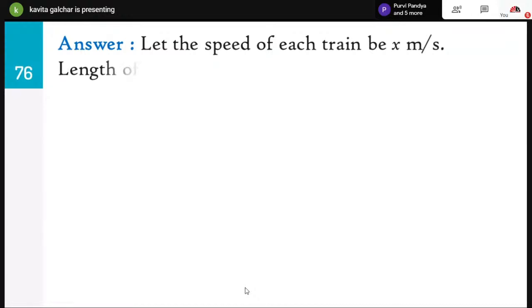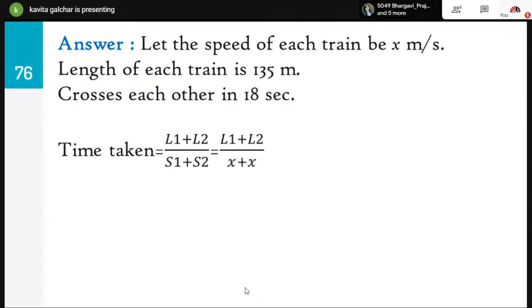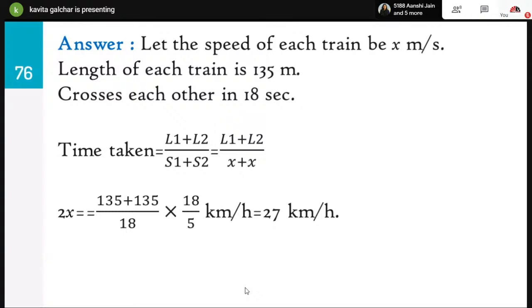See, the speed of each train is x and the speed is the same for both the trains, and the length of each train is 135 meters. They cross each other in 18 seconds, using the concept of relative speed, that is total length upon relative speed. Total length will be 135 plus 135, and total speed would be x plus x, that is 2x, and the total time is 18. By converting the unit from meter per second into kilometer per hour, we get 27 kilometer per hour. So option C is true.